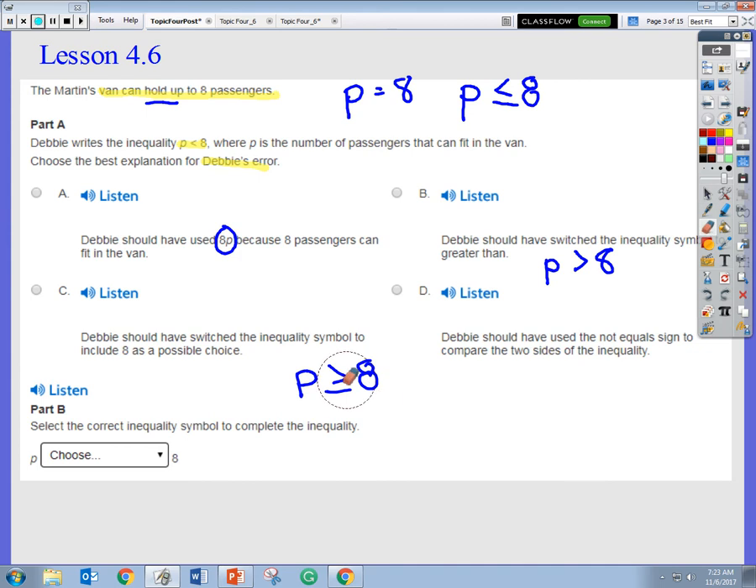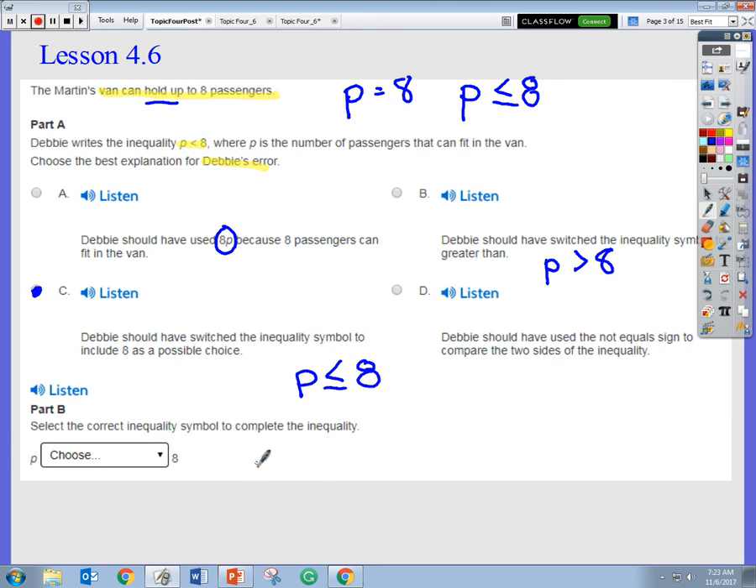Okay, now, going back to this. Tricky one here. When it says switch the inequality symbol, I automatically think they should flip it. But they're saying, hey, to include this. So really, my thought here is they could have worded this better. Say, hey, Debbie should not flip the inequality symbol or switch it. She just put the equal sign underneath. So C is the correct answer choice.